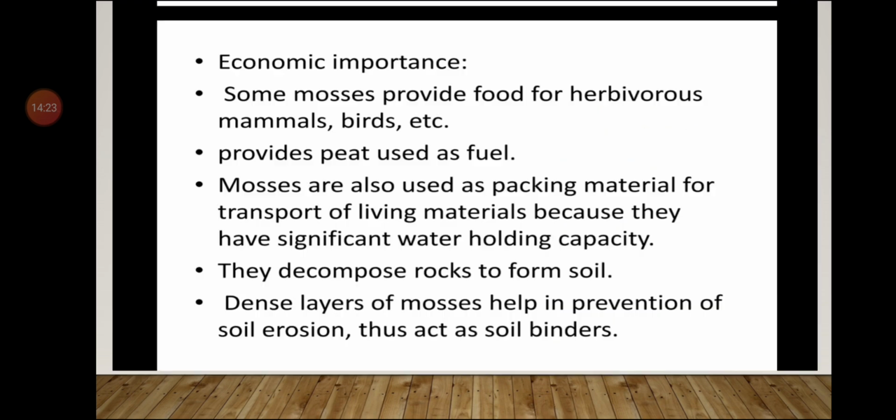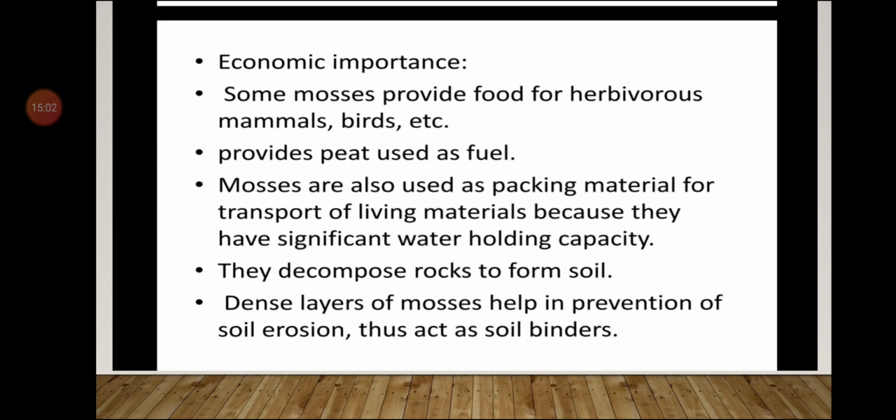Next, we will move to the economic importance of bryophytes. Some of the mosses provide food for herbivorous mammals, birds, etc. Bryophytes provide peat that is used as fuel. Mosses are also used as packaging material for transport of living materials, because they have significant water holding capacity.